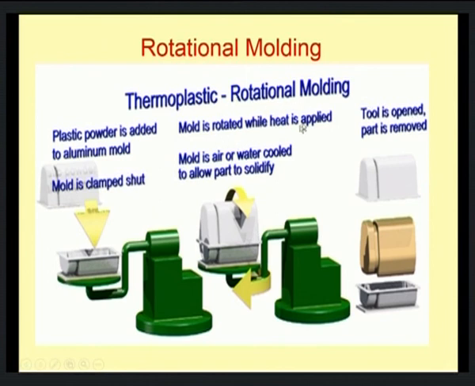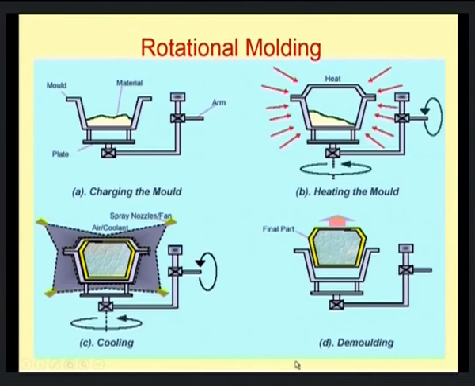And then the next step, the mold is rotated inside an oven that will ensure that the mold is subjected to uniform heat. Now, in the next step, the mold is air or water cooled to allow the part to solidify. The product will get solidified. In the next step, the tool is opened and then the product can be removed. So, this is a typical rotomolding process.